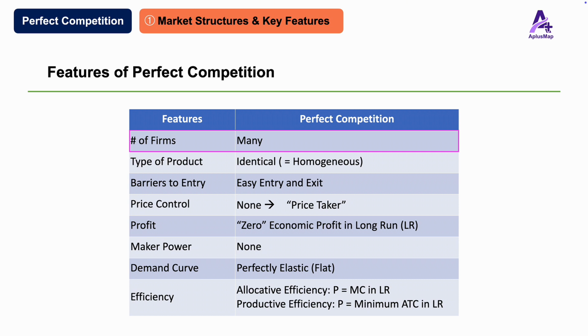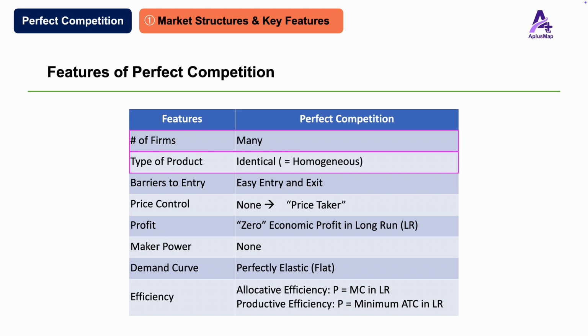And when we say same, we mean truly identical. They're homogeneous products. Think basic farm goods like wheat or maybe unbranded milk. There's just no way for one farmer's wheat to stand out from another's. It's all the same to the buyer. That lack of difference, it's absolutely key. Okay, many sellers, identical products.